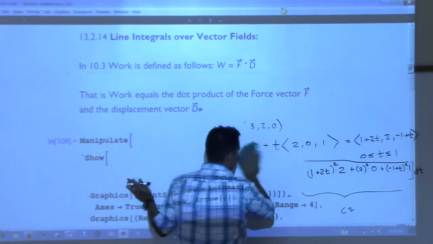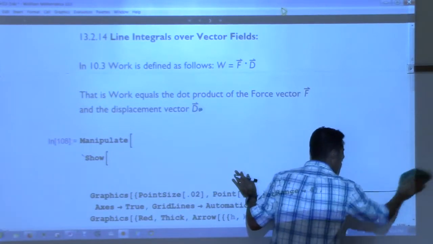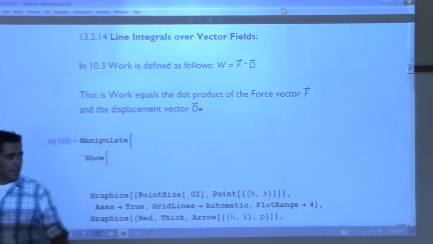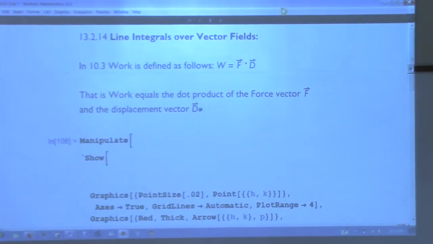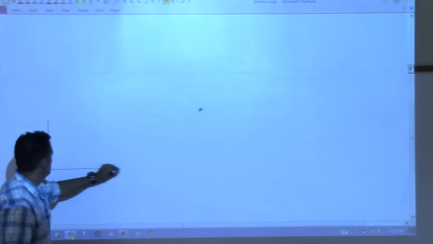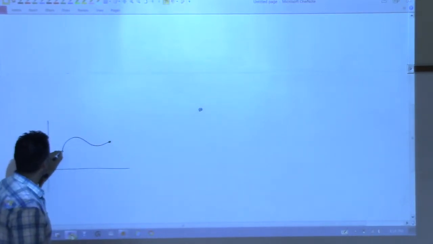Before I do this section, or we're still in the same section. Before we do this, because this is going to be a major switching of gears now, okay? But before we do that, I'd like for us to discuss something. Let's say that I have, in 2-dimensional space, some curve C.